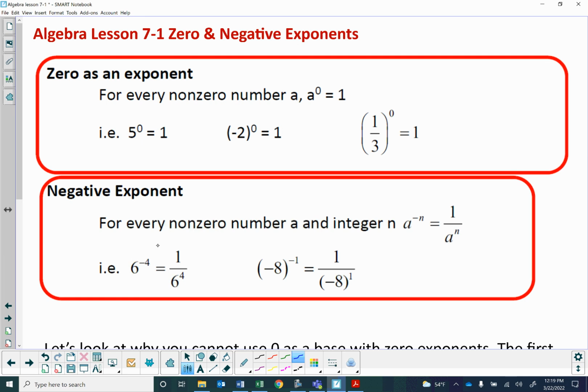And for a negative exponent, it says for every non-zero number a and integer n, a to the negative n is the same as saying 1 over a to the positive n. For example, 6 to the negative 4th becomes 1 over 6 to the 4th. Negative 8 to the negative 1st becomes 1 over negative 8. Okay? These are very, very important properties in algebra.